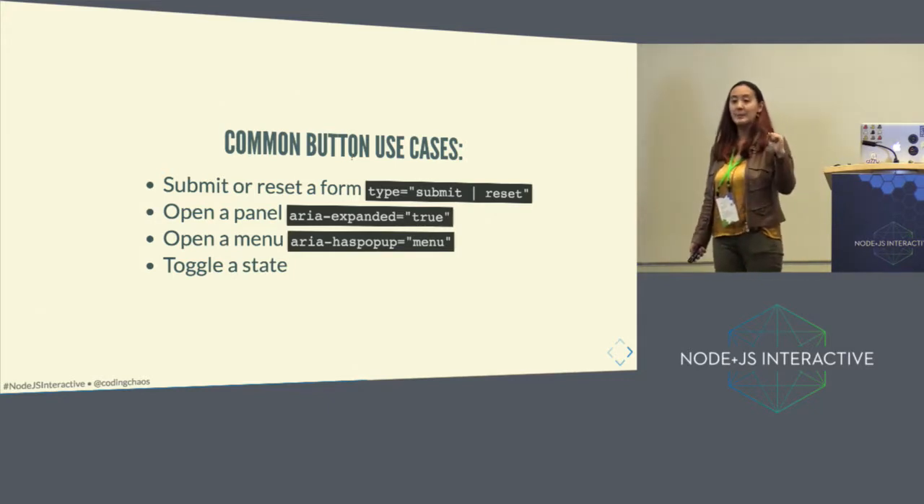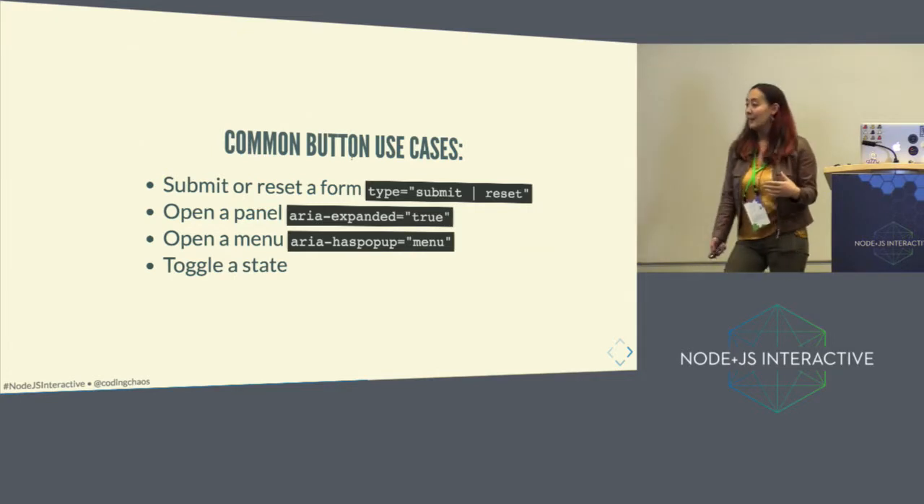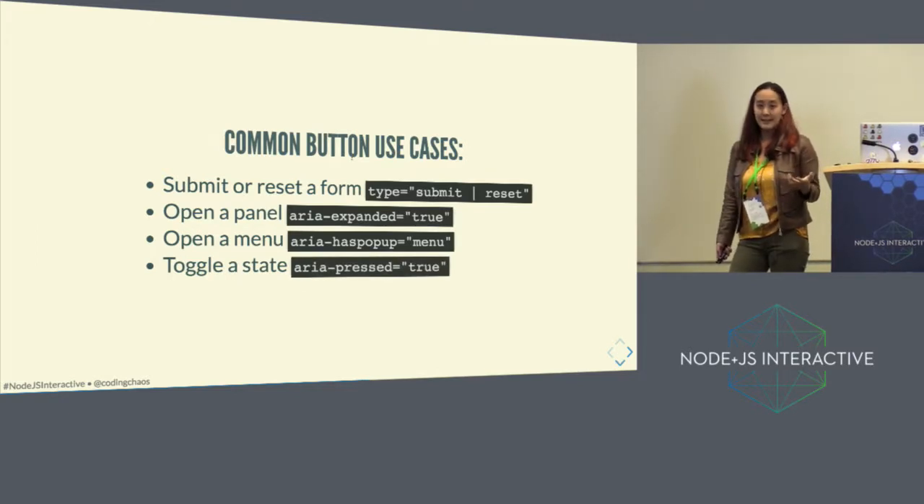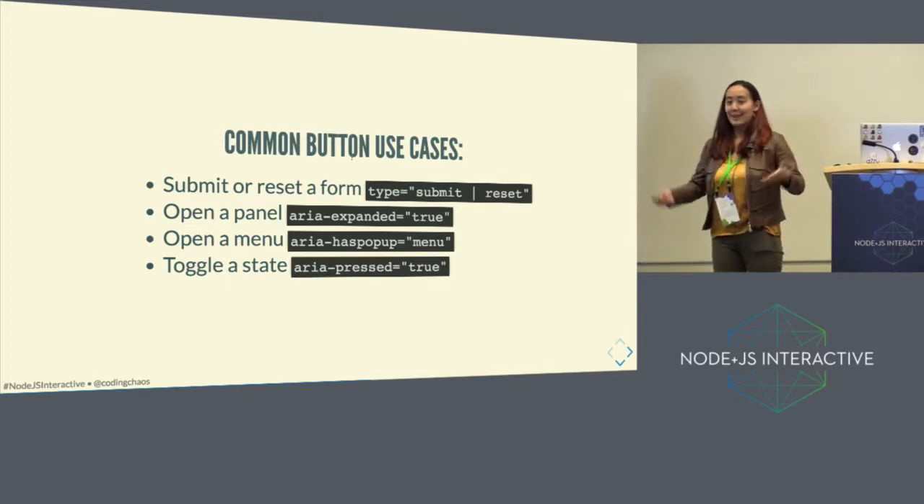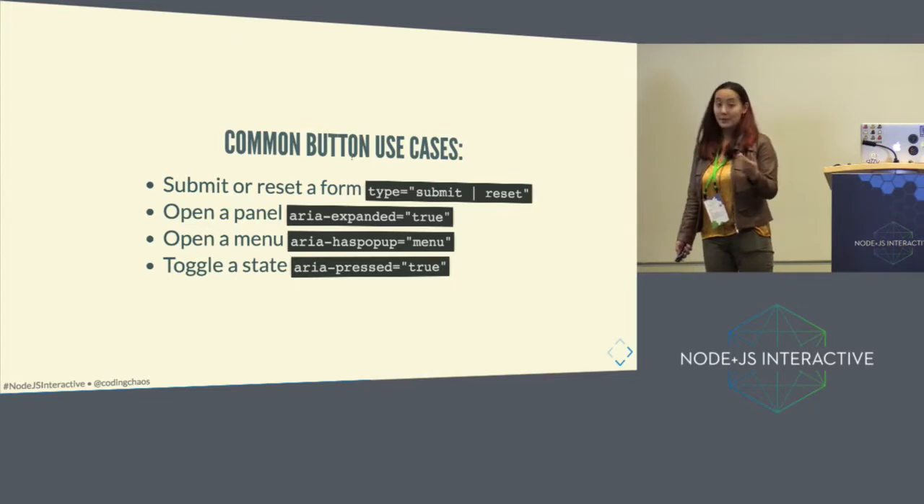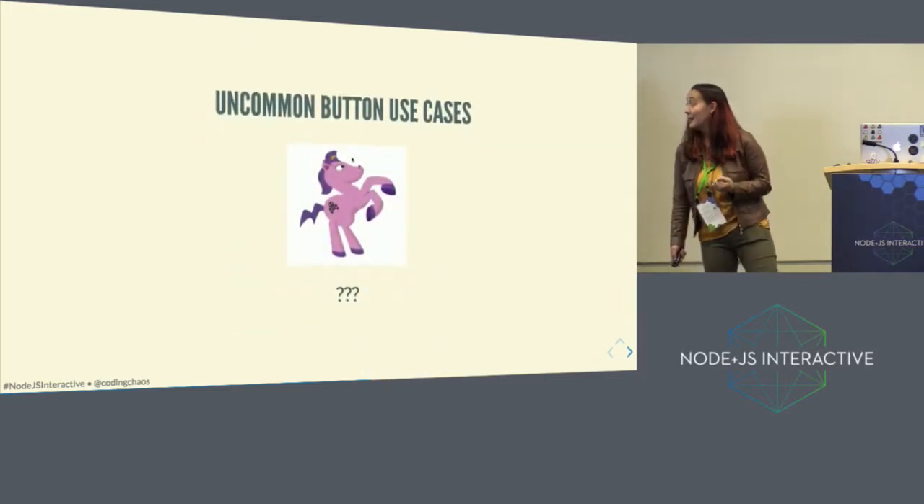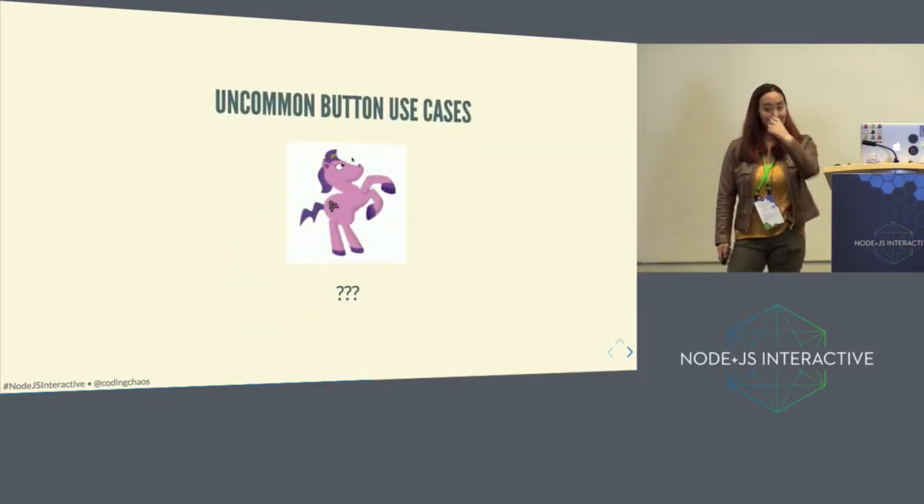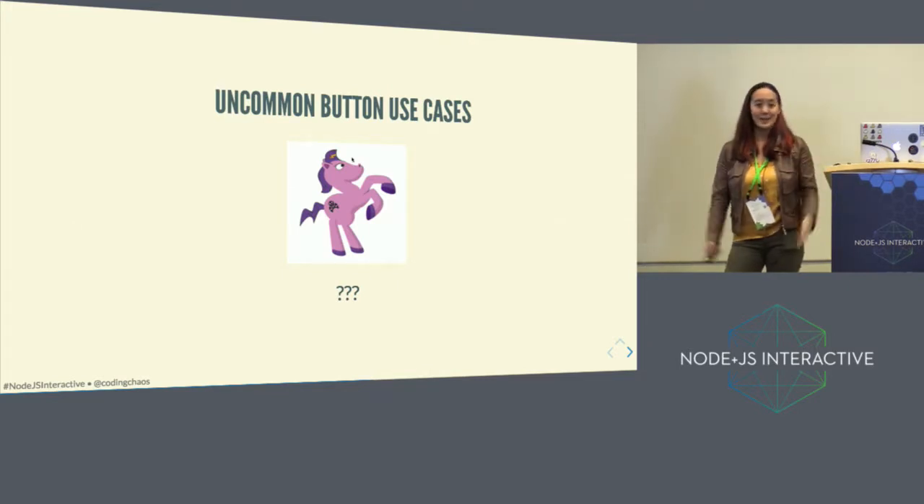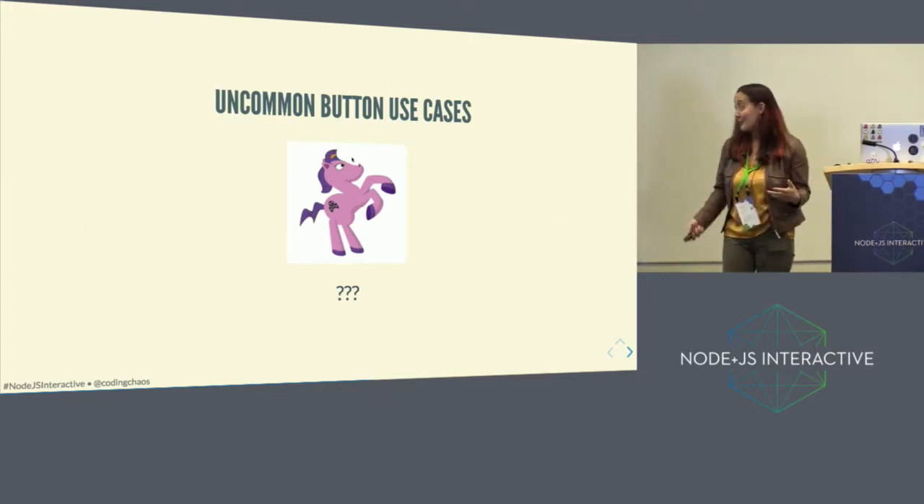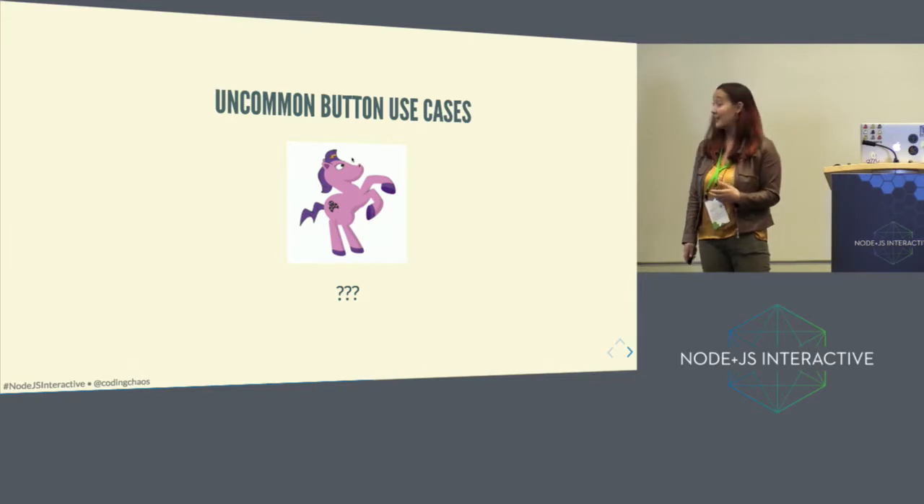If it has a menu, if it opens an actual programmatic menu, then you want to put aria-haspopup on it and set it to menu or to listbox if it's a combo box or something similar. It might toggle a state, say it turns your night mode on and off, or say it turns pony mode on and off. You have aria-pressed equals true or false. And then you get into the uncommon button use cases. It might open a tooltip, it might filter, it might generate ponies. And those are really hard to predict.